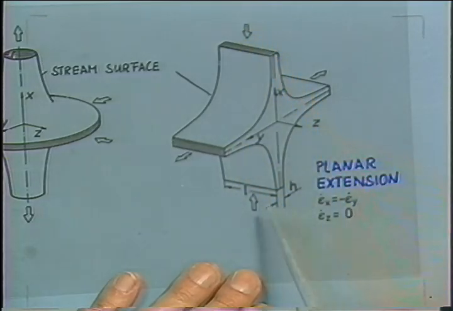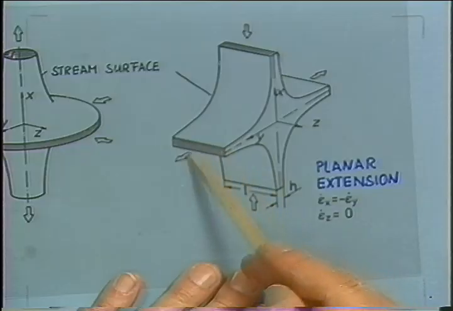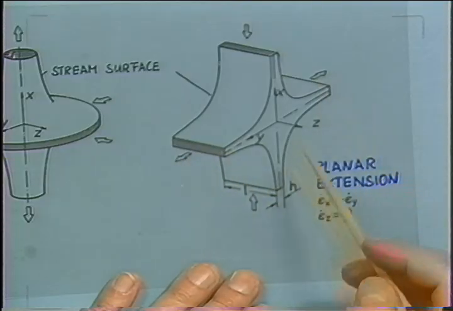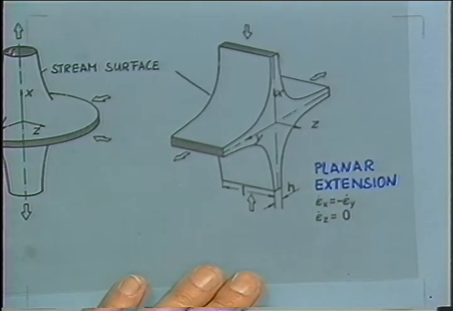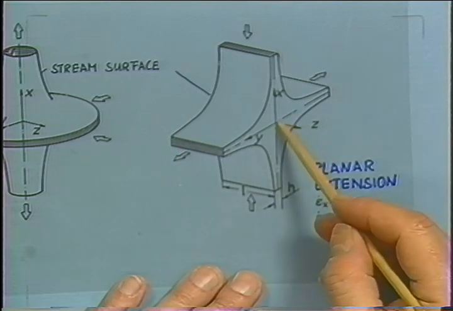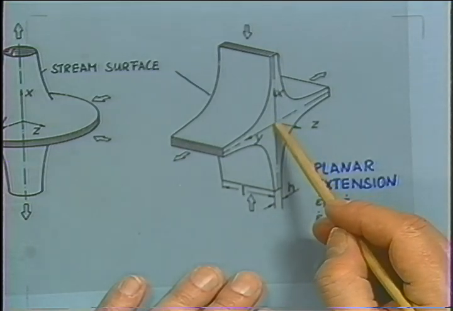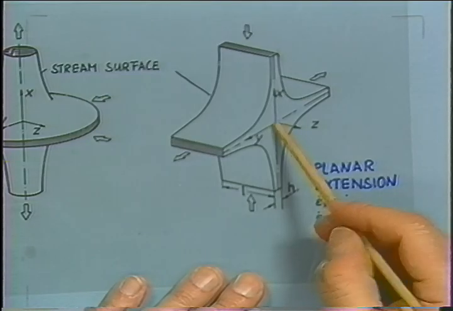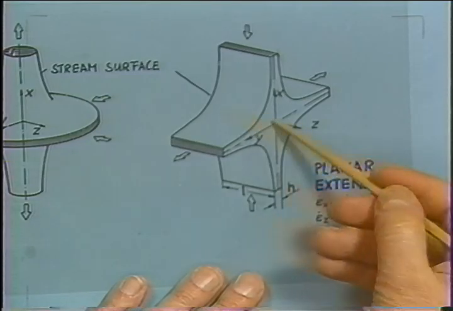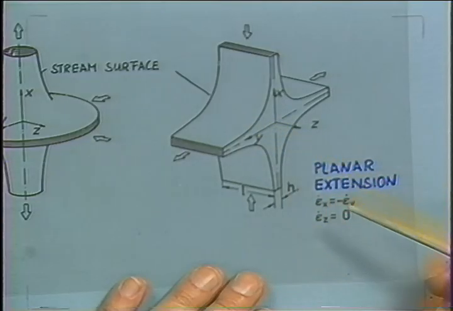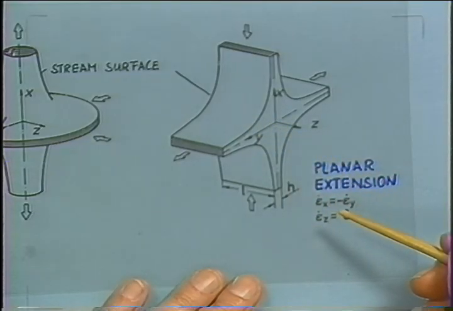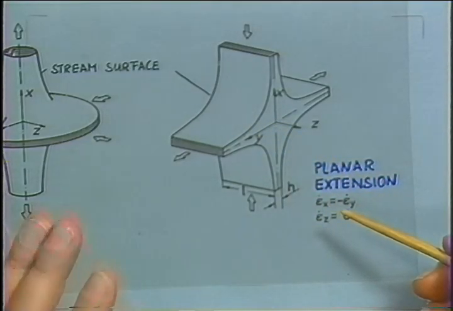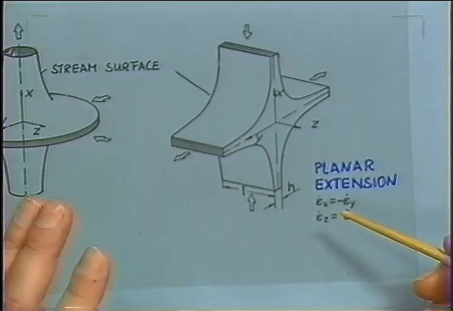Entrance would be on the top and on the bottom, and the material would be leaving on this side and that side. In all of those cases, the material element at the center is not moving. That's a so-called stagnation point, and in planar extension, it's really a line. It's a stagnation line of zero velocity. The material element there is always sitting at this position, and we can observe it.